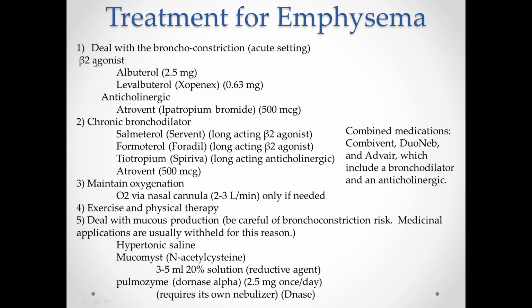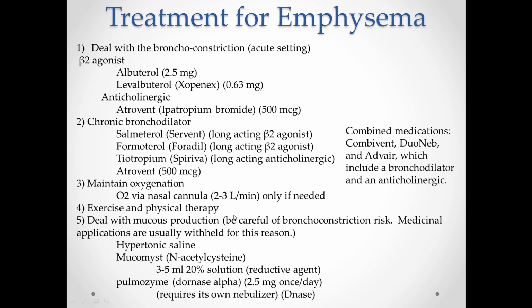So, treatment for emphysema. Somebody presents with respiratory distress, we obviously want to deal with the enhanced parasympathetic tone that accompanies emphysema. And so you give an anticholinergic therapy, such as Atrovent, as well as a beta-2 agonist to activate the beta-2 receptors, so it'd be albuterol or levalbuterol. There are other chronic bronchodilators that somebody can be on that are a bit more long-acting. There are also combined medications that combine a beta-2 agonist and anticholinergic together that can be used. And some people you need to use supplemental oxygen, only if they need it.